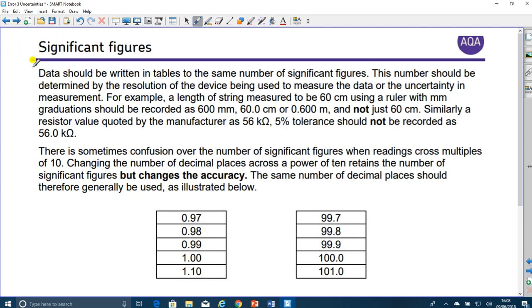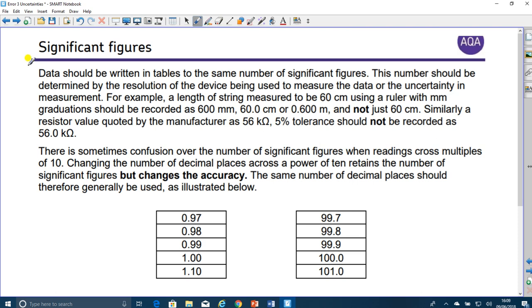So data should be written in tables to the same number of significant figures, and it should be determined by the resolution of the device being used to measure the data or the uncertainty in the measurement. For example, a length of string measured to be 60 centimeters using a ruler with a millimeter scale should be recorded as 600 millimeters or 60.0 centimeters.